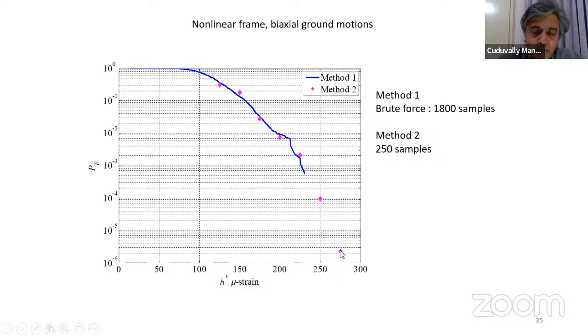Okay, so this is the main outcome of this type of study. That means I can find probability of failure as low as 10 to the power of -6 for such a complicated system, a system undergoing biaxial support motions, having bending torsion coupling, geometric nonlinearity, etc., with 250 samples.